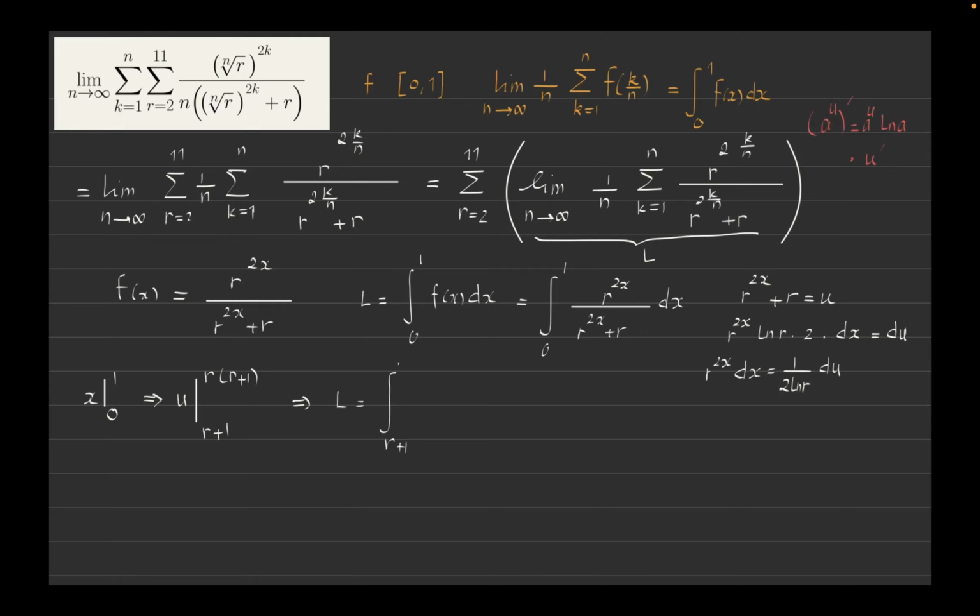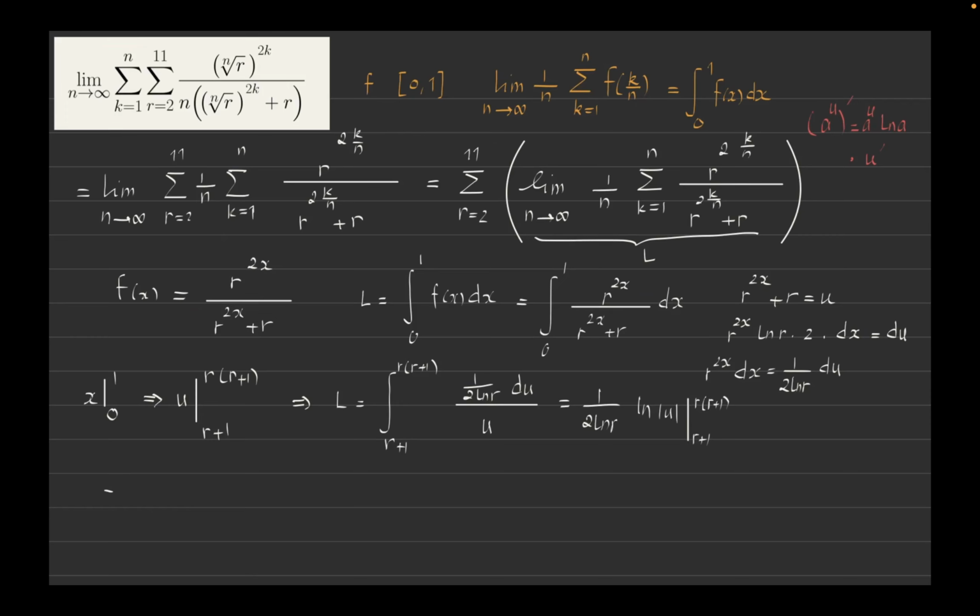So this becomes r plus 1 up to r times r plus 1, and then I have 1 over 2 ln of r du, and then I have u. But 1 over 2 ln of r is a constant. I pull it out. And then what is left here is a famous integral, so it becomes ln of the absolute value of u, which I have to run from r plus 1 up to r times r plus 1.